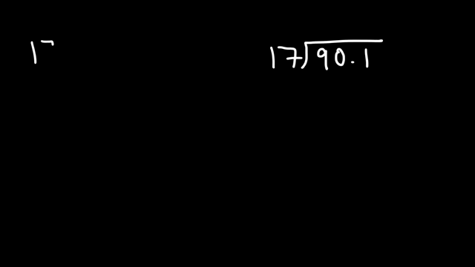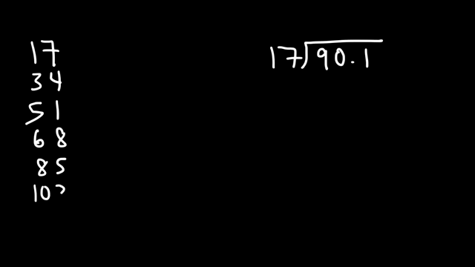So let's make a list. 17 plus 17 is 34. 34 plus 17 is 51. 51 plus 17 is 68. And then 68 plus 17 is 85. If you add 17 to that, that's 102 and then 119. And we'll stop here for now. So this is 1, 2, 3, 4, 5, 6, 7.